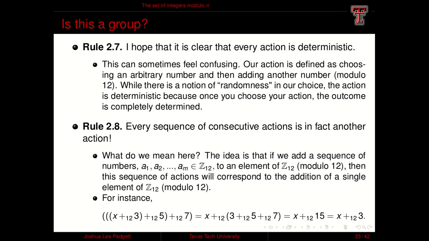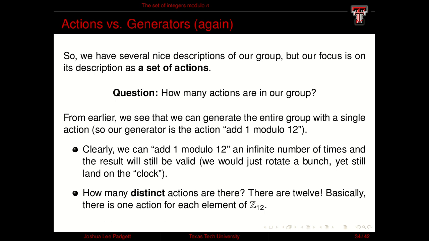Well, we can prove this in generality, but let's just do it in a very specific example. If I add 3, then 5, then 7, will I still get a number in Z12? Well, due to the associativity of addition, I can rewrite it as follows. 3 plus 5 plus 7 is 15. But 15 in modulo 12 is 3. And so x plus 3, once again using mod 12, would land inside mod 12. So everything is a well-defined set-up action. So this is a group.